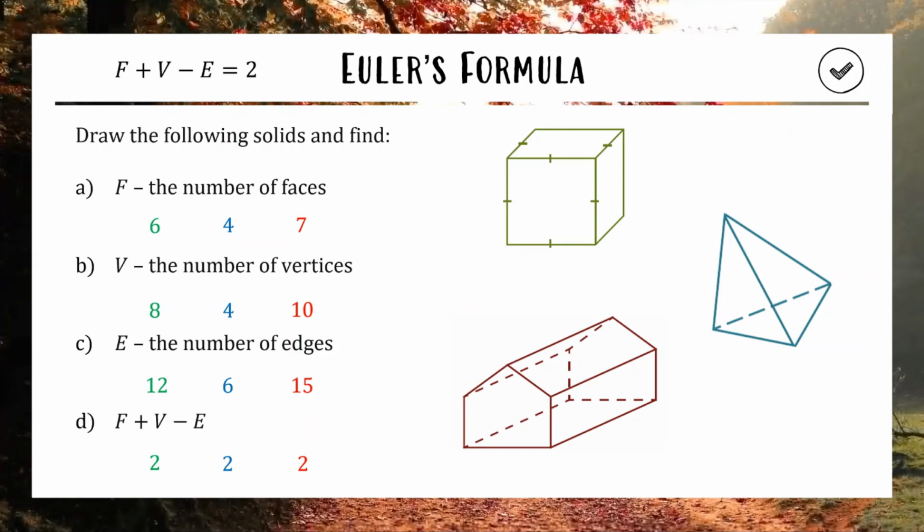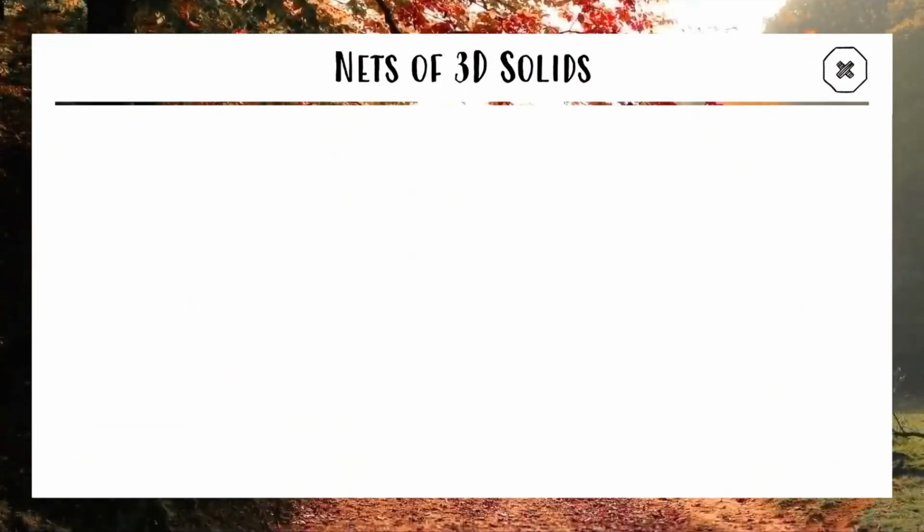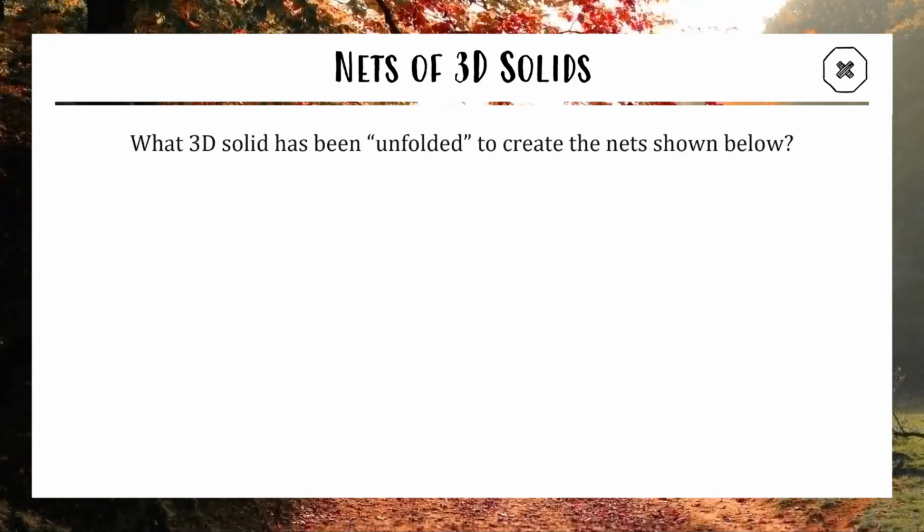And to finish off for today's lesson, our last concept we're looking at is what's called the net of a 3D solid. So a net of a solid is a two-dimensional representation of the faces of a 3D solid. It's kind of like what you would see if you unfolded a 3D shape. So here's an example of a net.